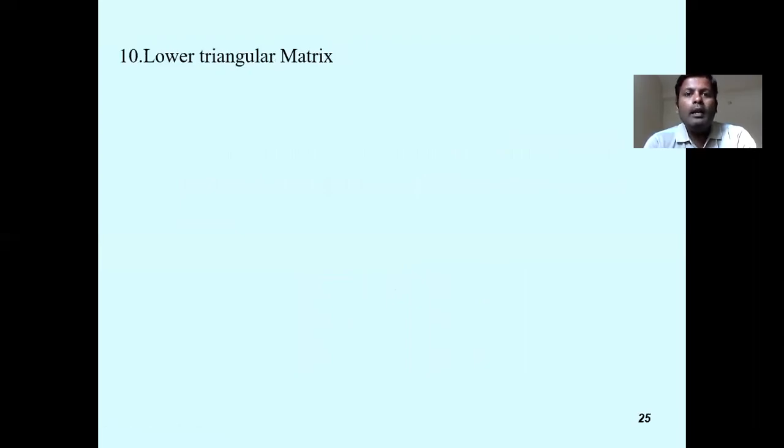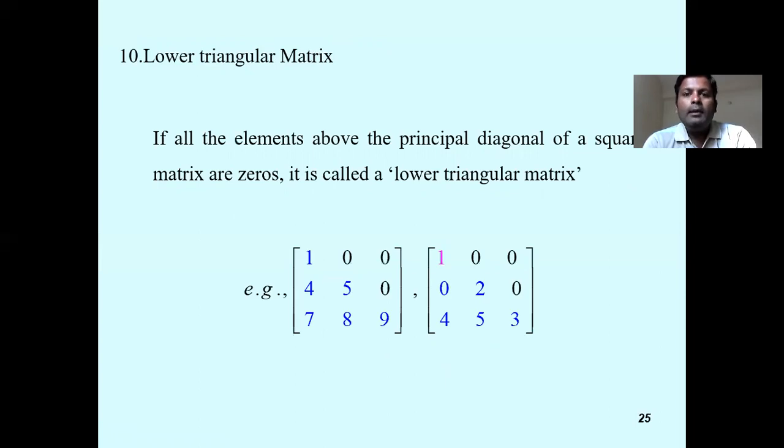Next, lower triangular matrix. If all the elements above the principal diagonal of a square matrix are zeros, it is called a lower triangular matrix. You observe here 0 0 0. Here the principal diagonal 1 5 9. Here also 1 2 3. The remaining 0 0 0. This type of matrix is what? Lower triangular matrix.